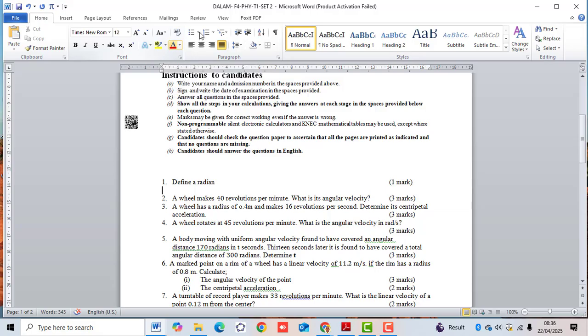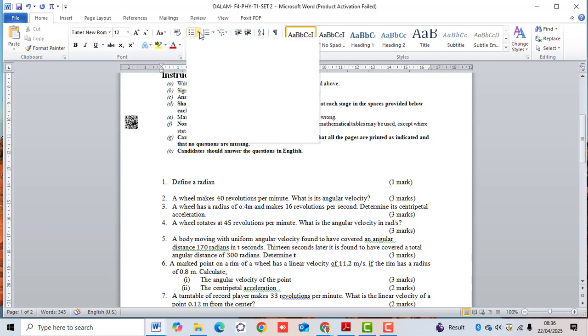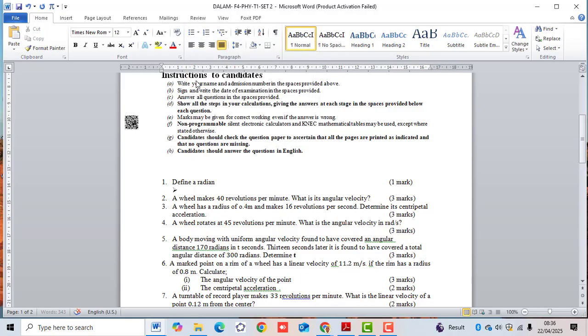A radian is an angle subtended at the center of the circle whose radius is equal to the arc length. Very good, very good, very good.